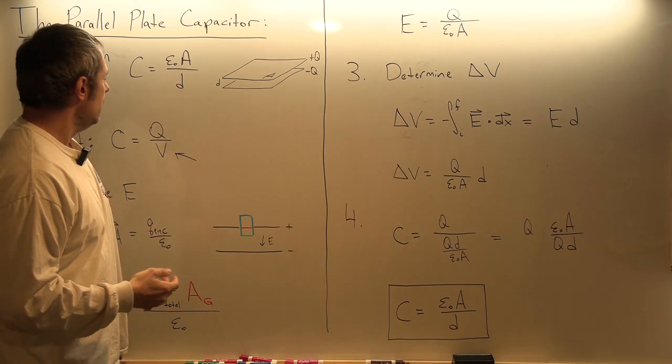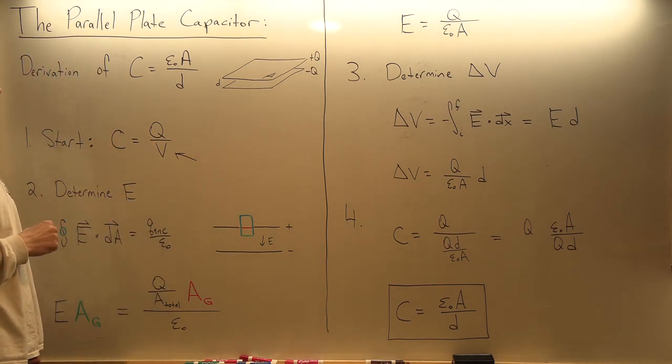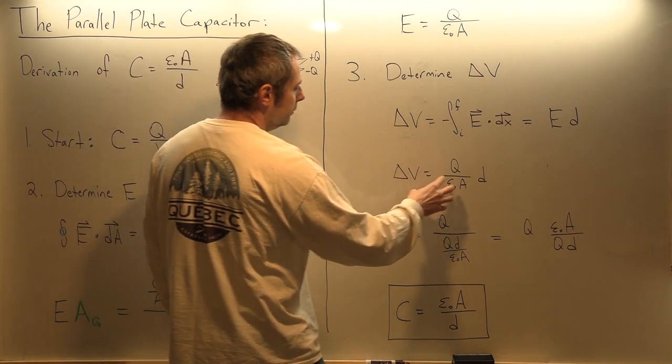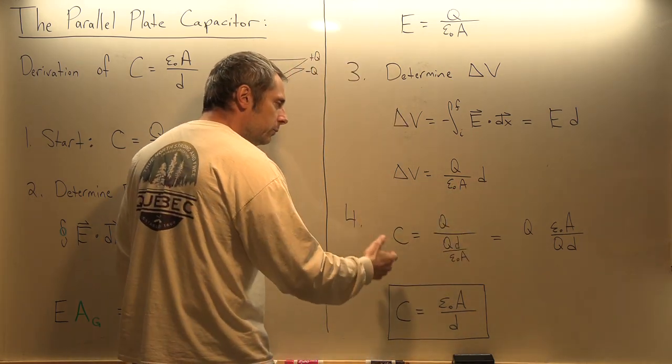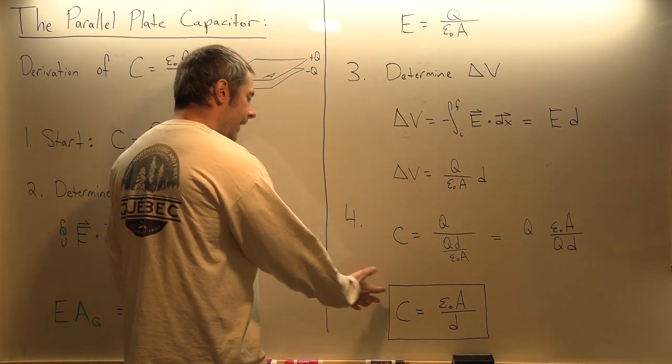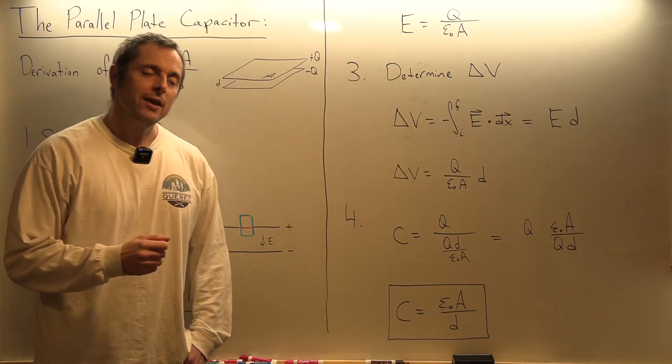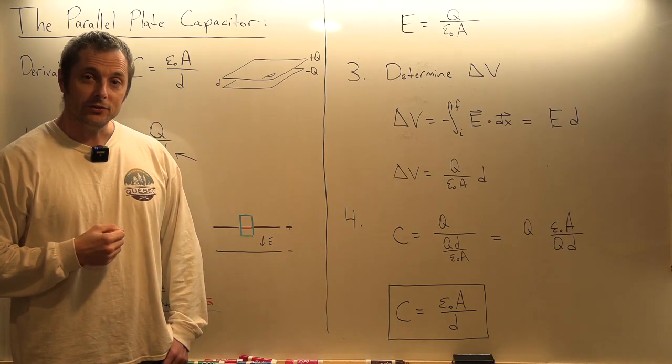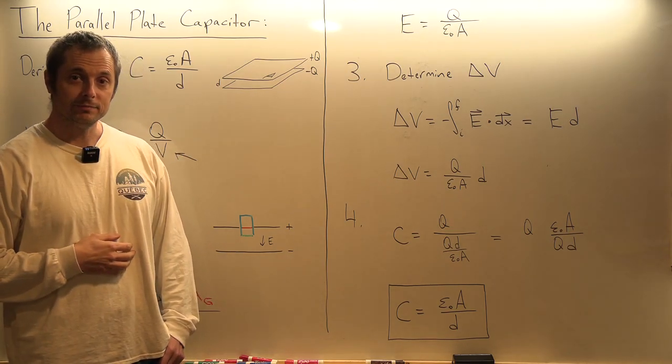Now, finally, we go back to C equals Q over V, the definition, and we just take this, flip it over to bring it up to the numerator, and we get our formula. So let me create a pause in case you need a chance to catch up with that formula.